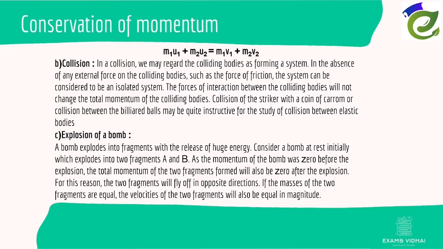Now coming to the third example, the explosion of a bomb. A bomb explodes into fragments with the release of huge energy. Consider that the body is at rest initially, and then it explodes into two fragments, A and B. As the momentum of the bomb was zero before the explosion, the total momentum of the two fragments formed after the explosion is also zero. For this reason, the two fragments will fly off in opposite directions, and if the masses of the two fragments are equal, the velocities of the two fragments will also be equal in magnitude. Therefore, the law of conservation of momentum is satisfied.